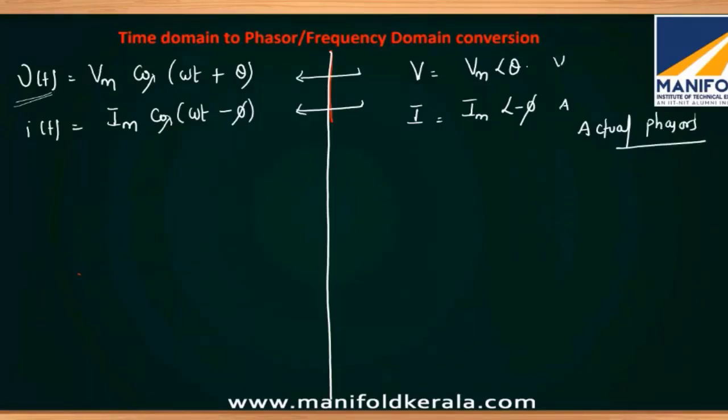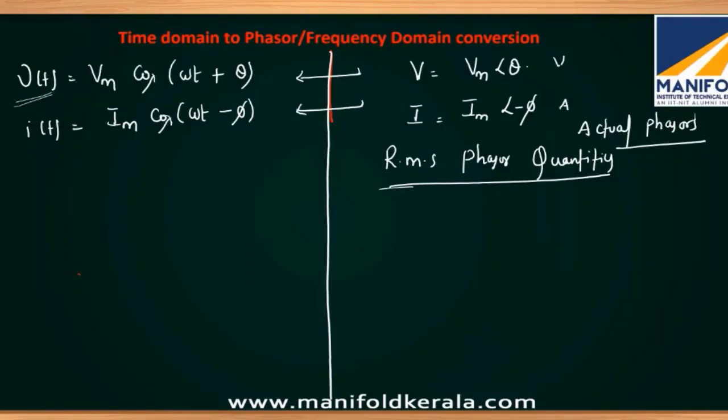But we don't deal with actual phasors. We deal with something called RMS phasors. What is the difference between the actual phasor and the RMS phasor quantity? You simply have to divide the amplitude by root 2. Understand? The phasor quantities which we deal with in power systems are RMS phasor quantities, where the actual amplitude is divided by root 2, or scaled by a factor of 1 by root 2.